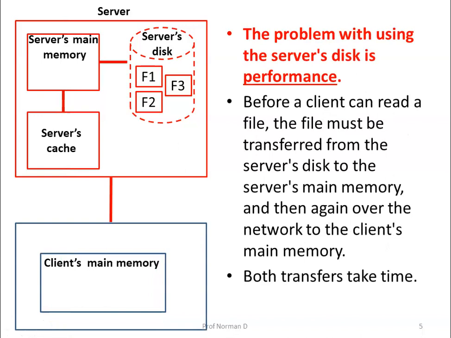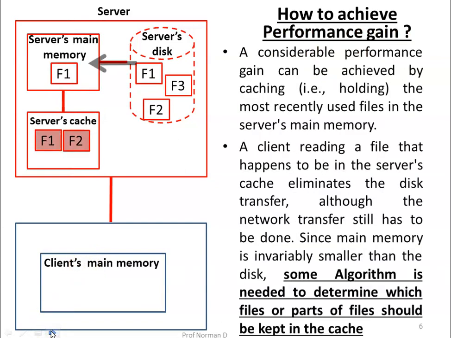Now the problem with using the server's disk is performance. Before a client can read a file, the file must be transferred from the server's disk to the server's main memory, and then again over the network to the client's main memory. So both these transfers obviously are going to take time. So how do we achieve a performance gain?